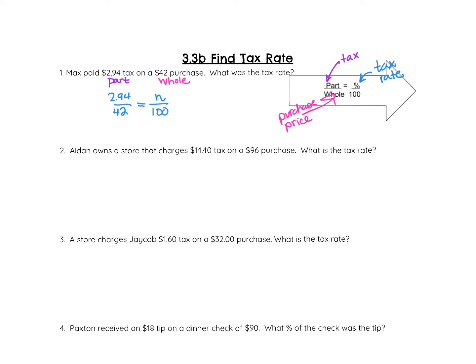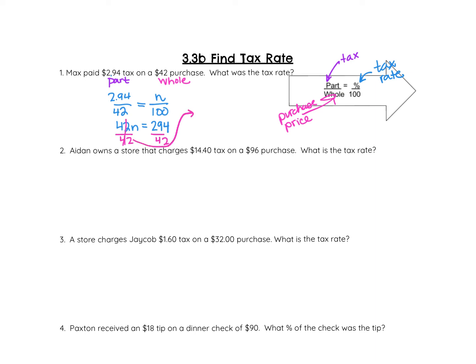42 times n is 42n. 294 times 100 is 294. Now we have an equation. We're trying to solve for n, so we can divide by 42 on both sides of the equation. That's because that cancels out.